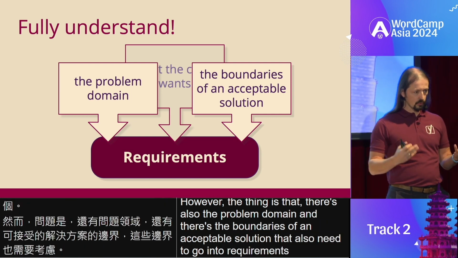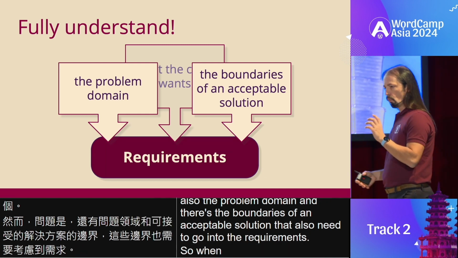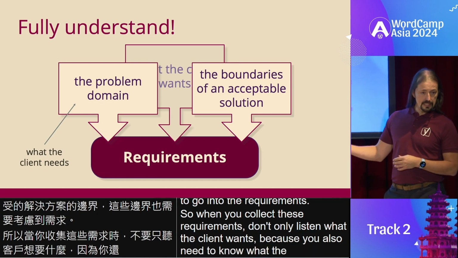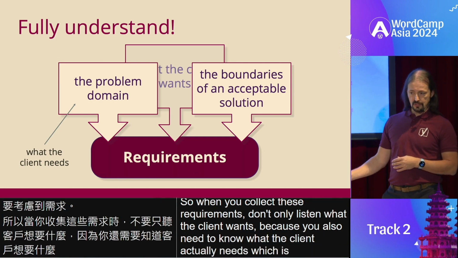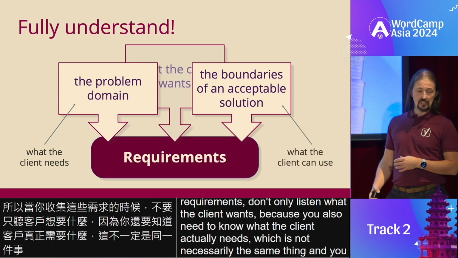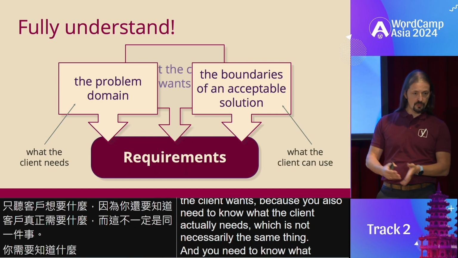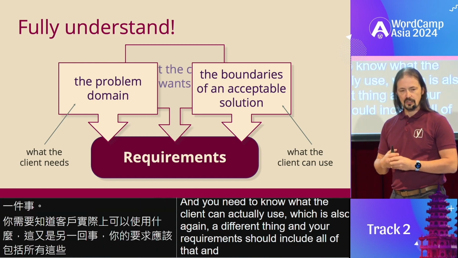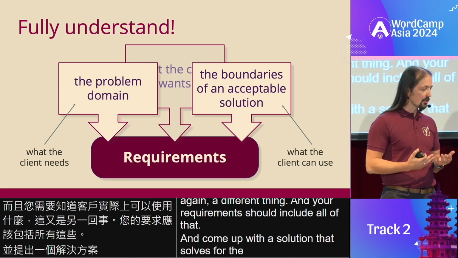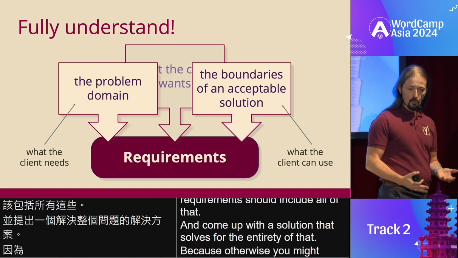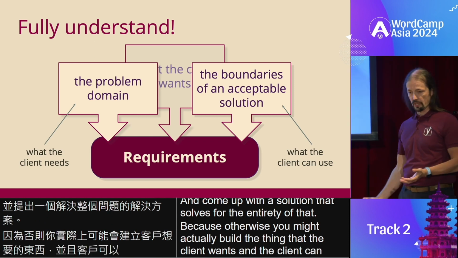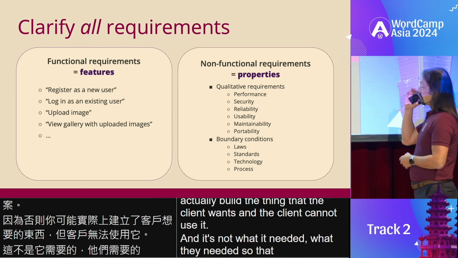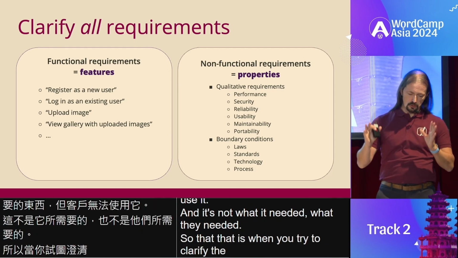So when you collect these requirements, don't only listen to what the client wants, because you also need to know what the client actually needs, which is not necessarily the same thing, and you need to know what the client can actually use, which is also, again, a different thing. And your requirements should include all of that and come up with a solution that solves for the entirety of that. Because otherwise, you might actually build the thing that the client wants, and the client cannot use it, and it's not what they needed. So when you try to clarify the requirements, make sure that you clarify all requirements.